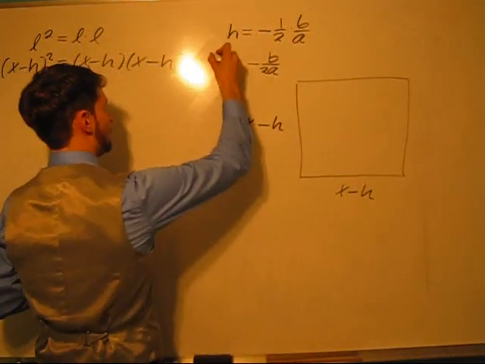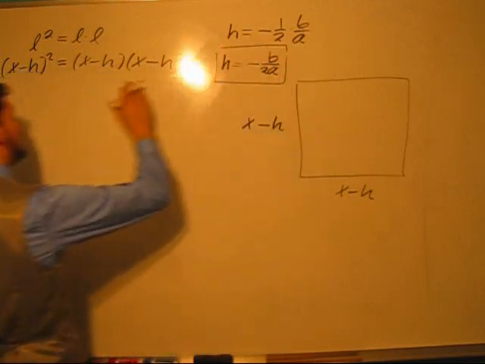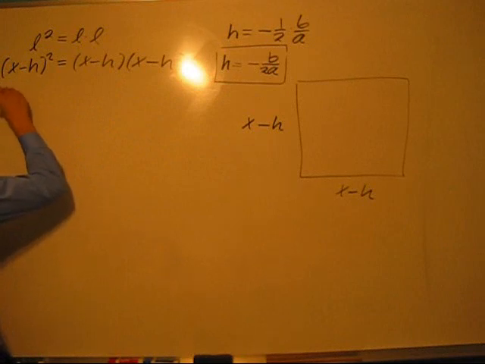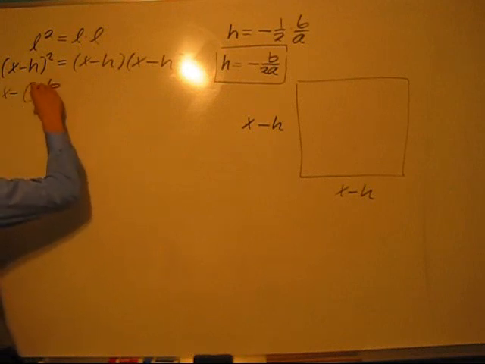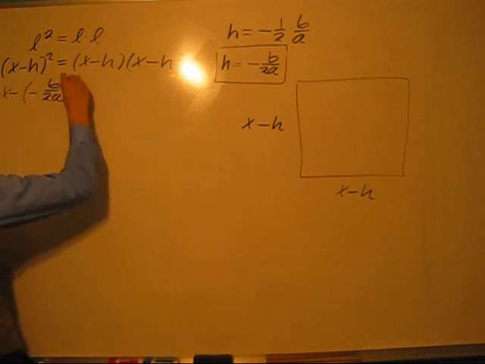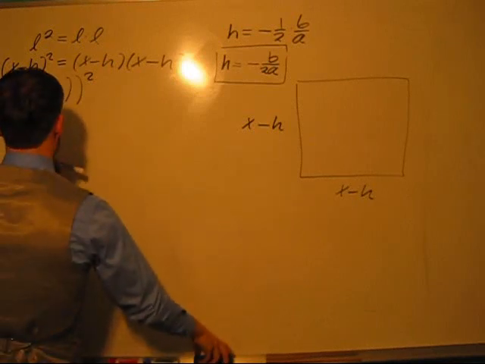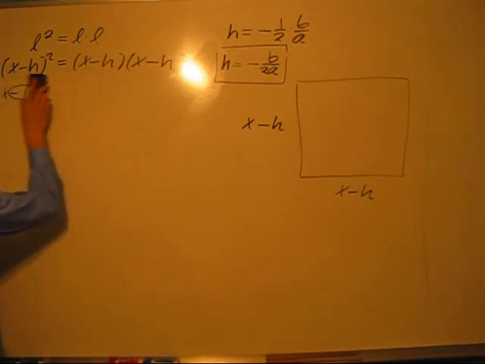Substituting this value in place of this equation, we observe that because we have x minus the opposite of b divided by 2a, squared. This in here becomes x, a negative and negative, that is the opposite of the opposite becomes positive, and as such, this becomes x plus b divided by 2a.